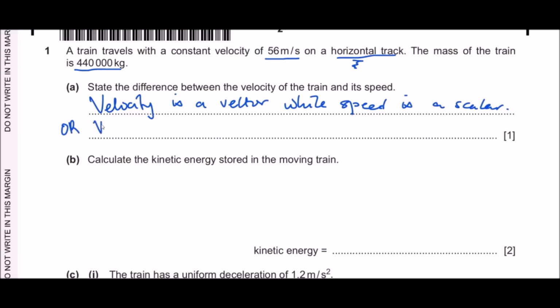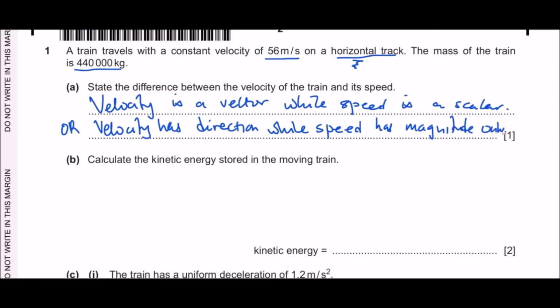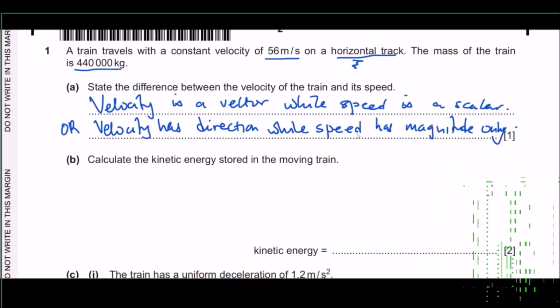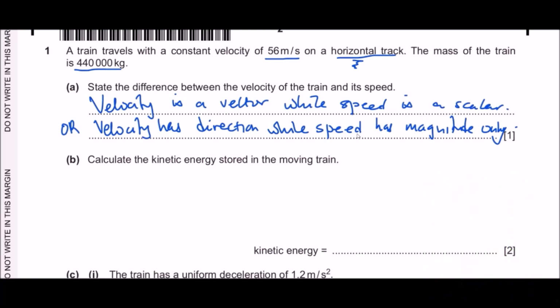So you can actually say velocity has direction while speed has magnitude only. Speed is a scalar, so it doesn't have direction. It has magnitude only. But the key part of this question was to check if students understood that velocity is a vector while speed is a scalar. Let's quickly go to part B.